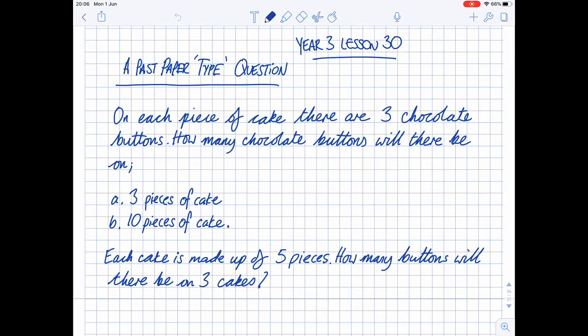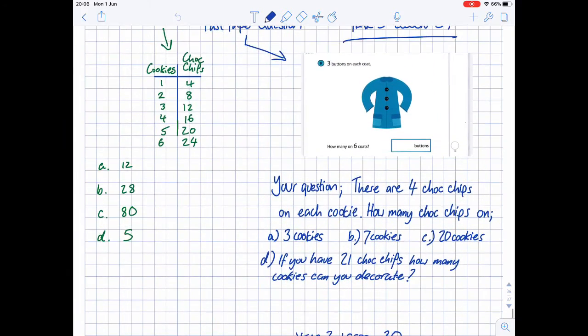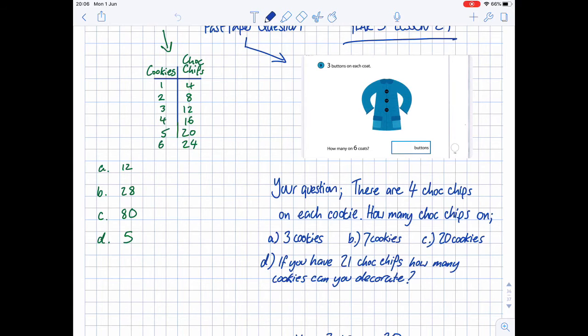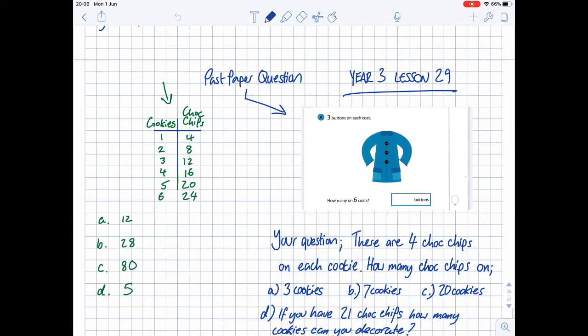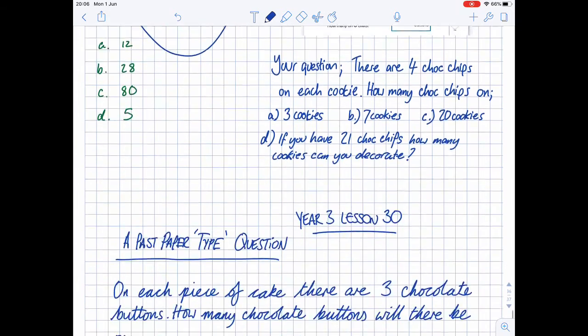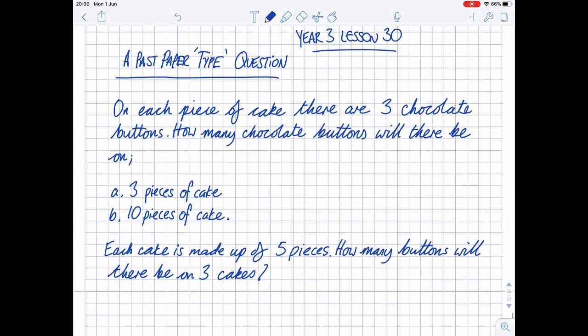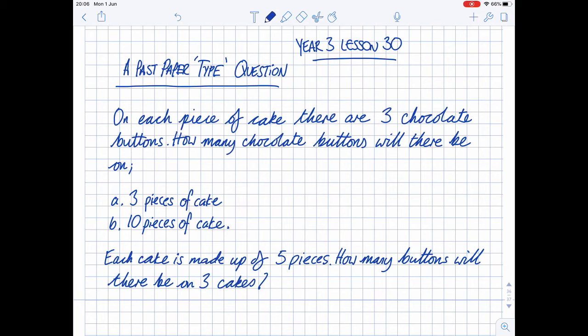All right. So yesterday, when we were looking at buttons on coats, I talked about the value of a little table like that. We're going to do something similar today. So you can see your question. On each piece of cake, there are 3 chocolate buttons. How many chocolate buttons will there be on? And then you've got a little question. That'll be C. Missed that out, sorry. C there.